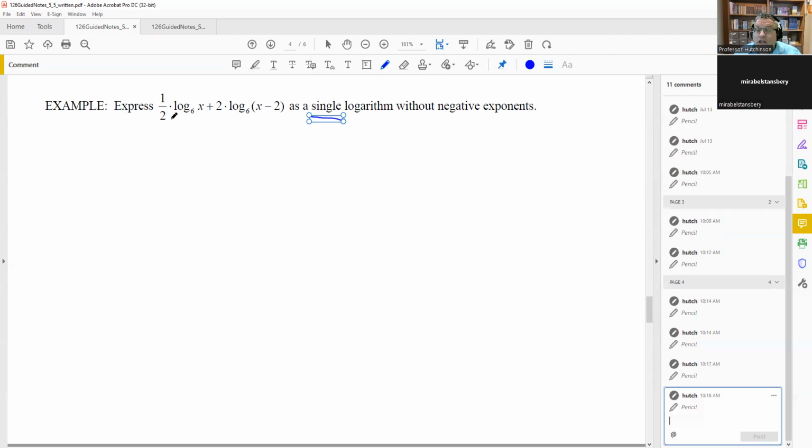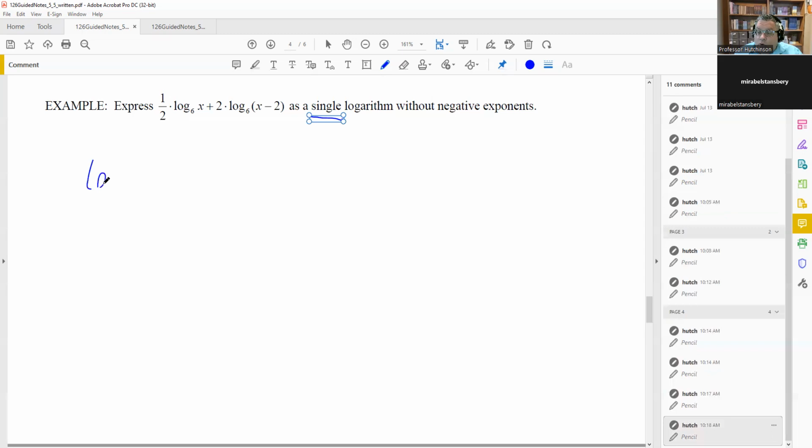The first step would be to take these powers and put them back on top and turn them back into an exponent again. So now the factors are going to become powers. What that will look like is we have log 6 of x to the 1/2 will just go back up on top there. And then we have the 6 here, log 6, x minus 2, and that's going to be a square. So both the powers in front, or both the factors in front, came up and turned into powers.